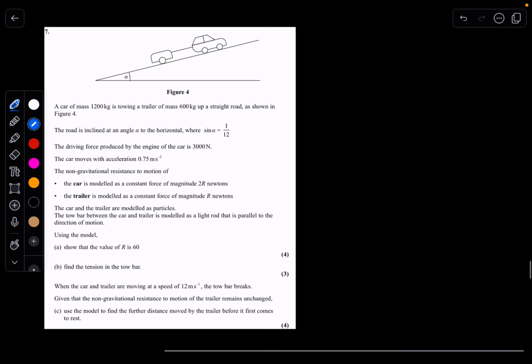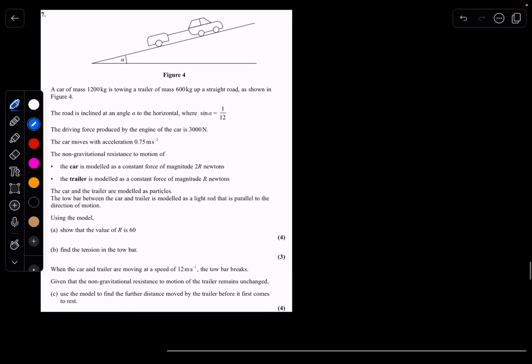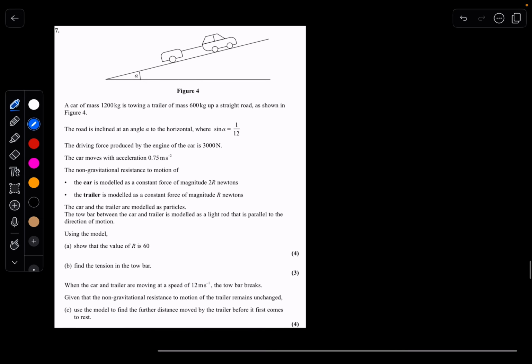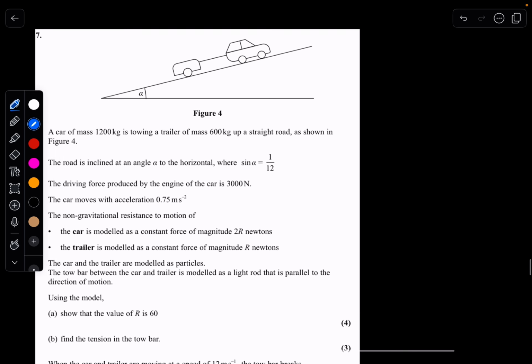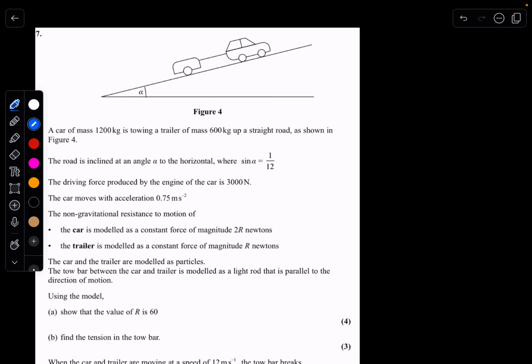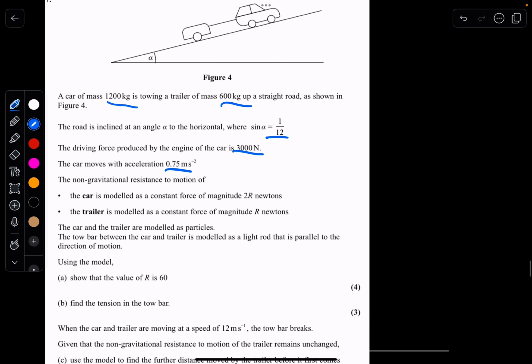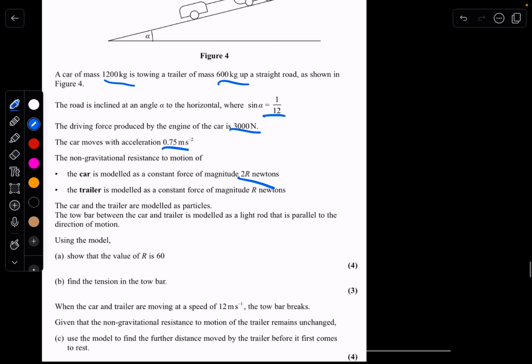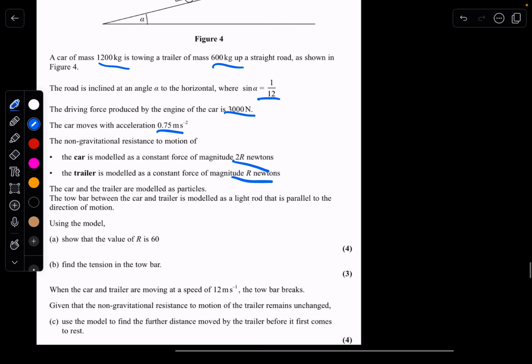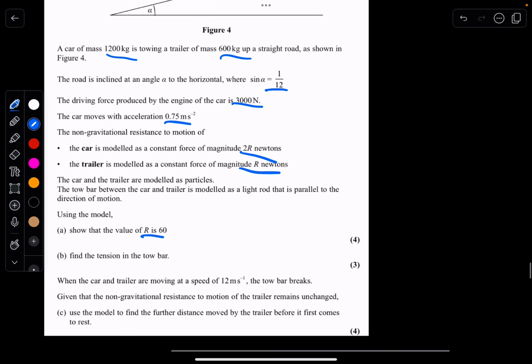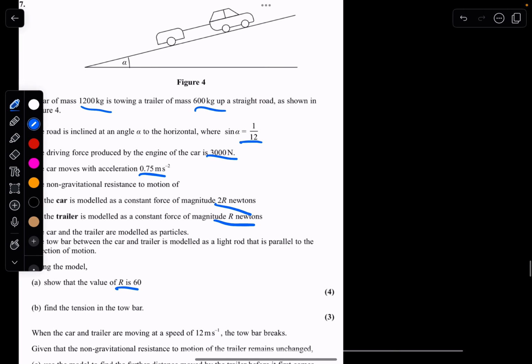Moving on to question 7. This one might be a little bit hard, but it is what it is. Now we have a car and a trailer moving upwards up a slope, and then we have their mass, we have this angle right here, we have the driving force by the engine, we have the car is accelerating, and then there are some resistance forces, and we have to show that the resistance is R equals 60.